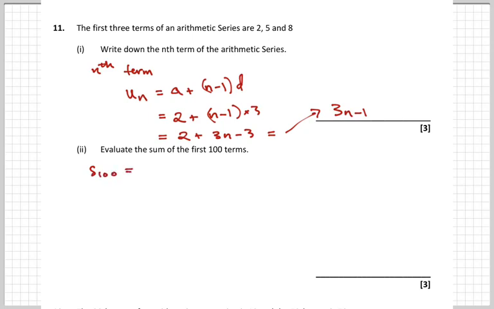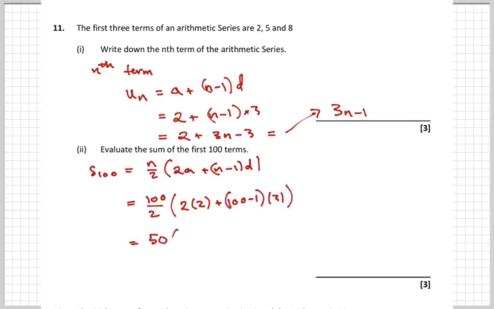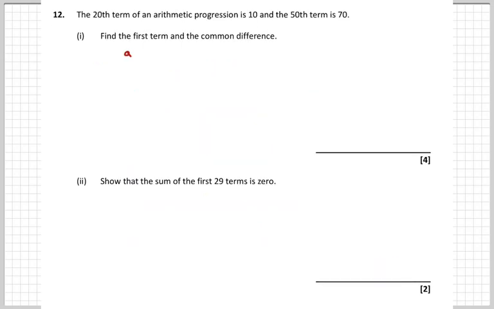Evaluating the first 100 terms, S of 100 is going to be this formula, substituting n to be 100, a to be 2, and d to be 3. When you substitute all this in, you get 50 times 4 plus 99 times 3, which is 50 times 301, which gives you 15,050. Okay. Moving on. I'm going to show you a really algebraic approach to question 12.